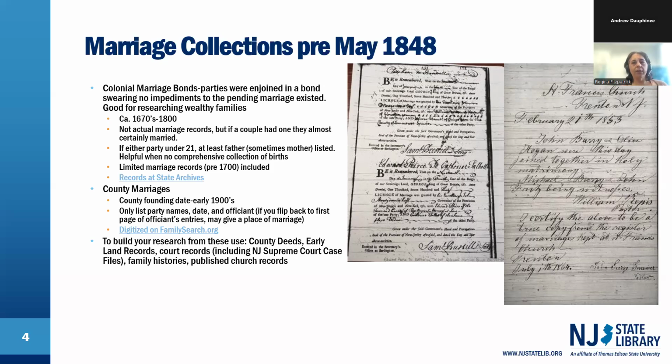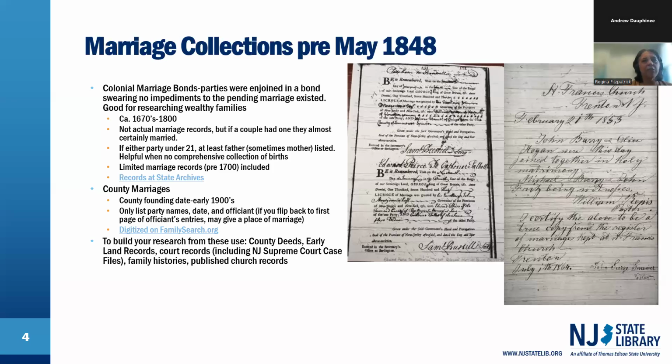in the pre-May of 1848 time period are the colonial marriage bonds and the county marriage records. Unfortunately, these have a lot less biographical information, and one doesn't even give you a marriage date. It's the date of a bond. But again, we can still use these to build clues. So colonial marriage bonds, and I have an example document here, is a collection that starts in the very early 1700s and goes up to about 1800s.